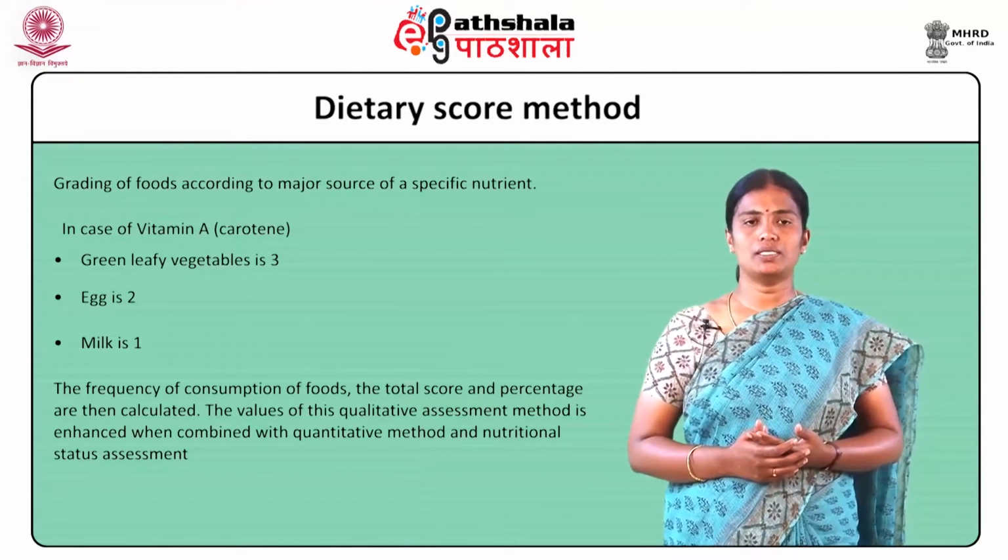The next method is the duplicate sample method. In this, the individual is required to keep in a separate plate a duplicate sample of the meal he or she has eaten during the day. The samples are then sent to the laboratory for chemical analysis. It is more accurate than all the other methods available. It is costly and needs good laboratory support.